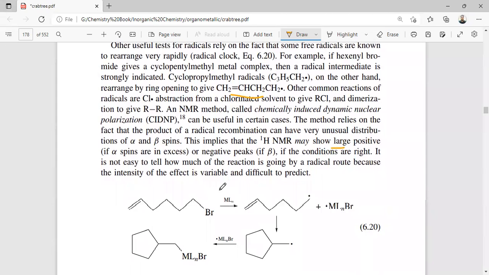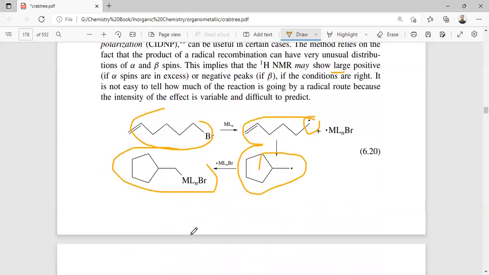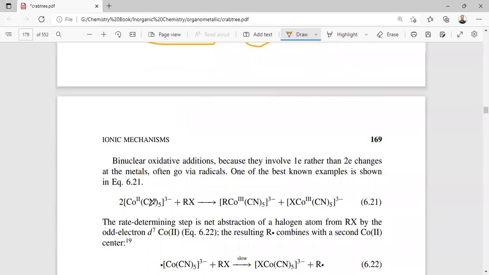So here, this molecule, here the radical mechanism, here the radical is formed. So they will recombine to form this cyclopentyl intermediate, and then this product is formed. So binuclear oxidative addition, because they involve one electron rather than the two electron changes in the metal, often go via radical.